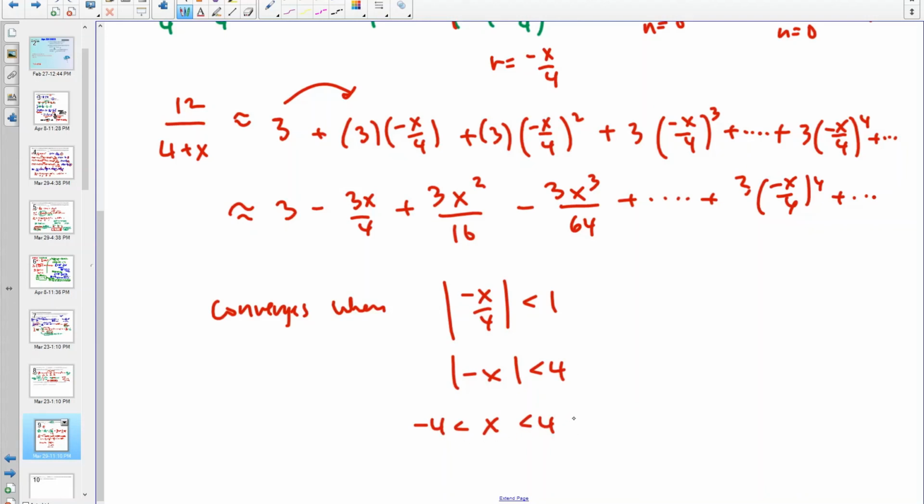And we should test it to make sure this is true. So plug in a number. Put in 0. If I put 0 here, is that less than 1? Yeah, check. If I put in 5, is that less than 1? That would be negative 5 over 4, absolute value less than 1. No, it's not. So your answer is between negative 4 and 4. And in the geometric series, you do not need to test the endpoints.